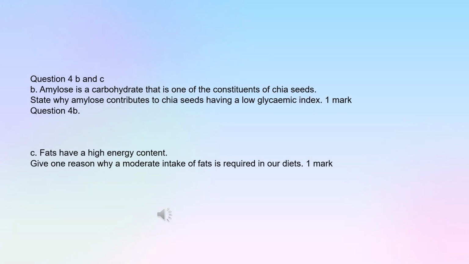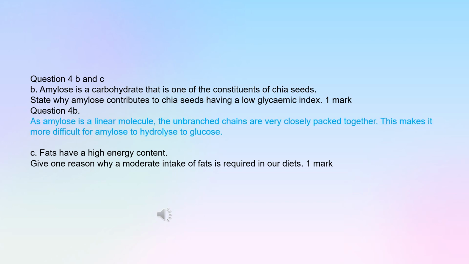As amylose is a linear molecule, the unbranched chains are very closely packed together. This makes it more difficult for amylose to hydrolyze to glucose. Besides providing energy, fats provide essential fatty acids that the body cannot produce.